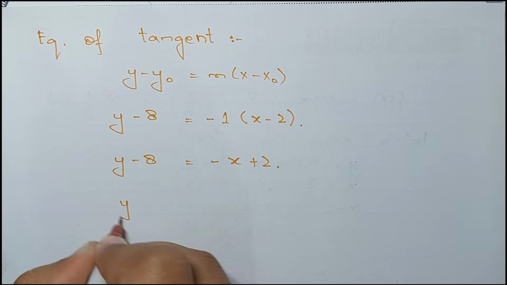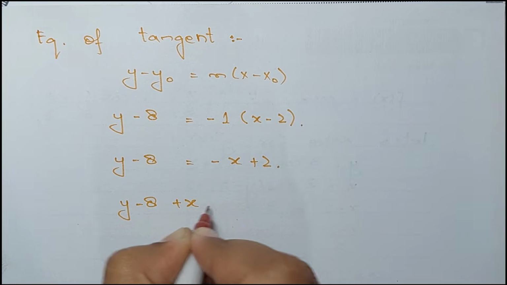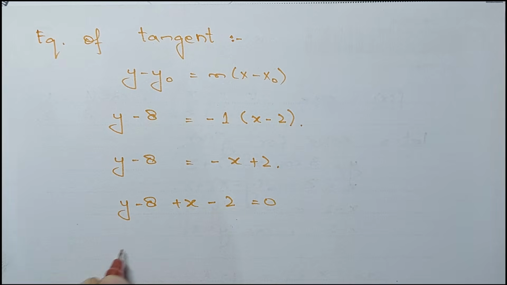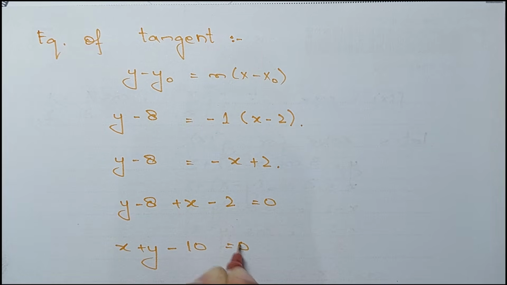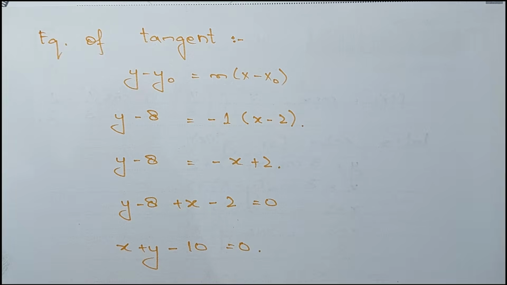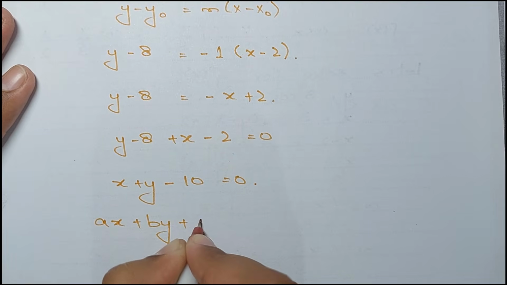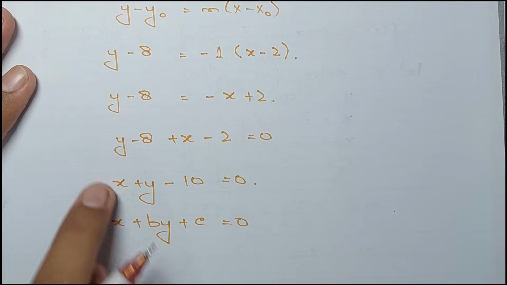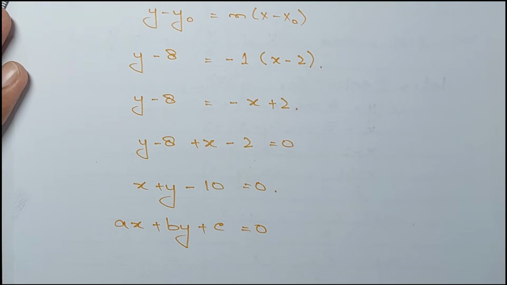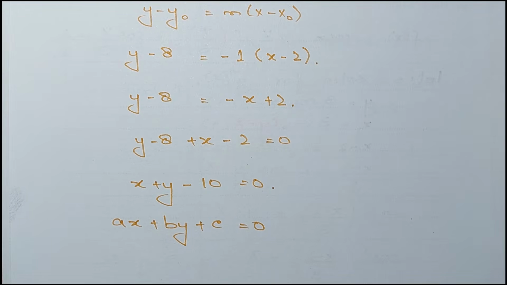So we can say y minus 8 plus x minus 2 equals 0. So x plus y minus 10 equals 0. This is in the form of ax plus by plus c equals 0. So a value is 1, b value is 1, c value is negative 10. So now the equation of tangent to the circle at the point 2, 8 is in the form.